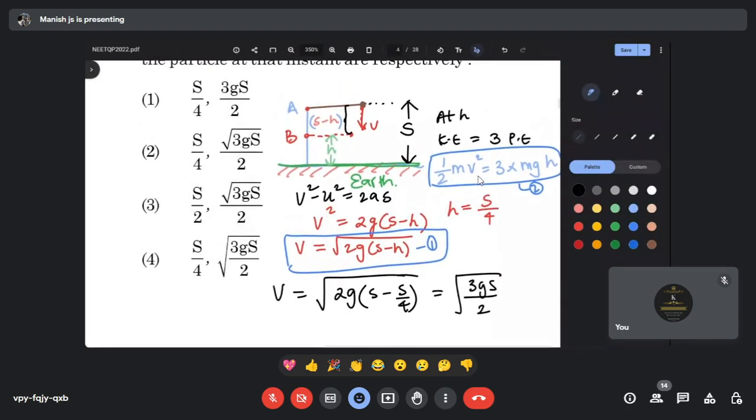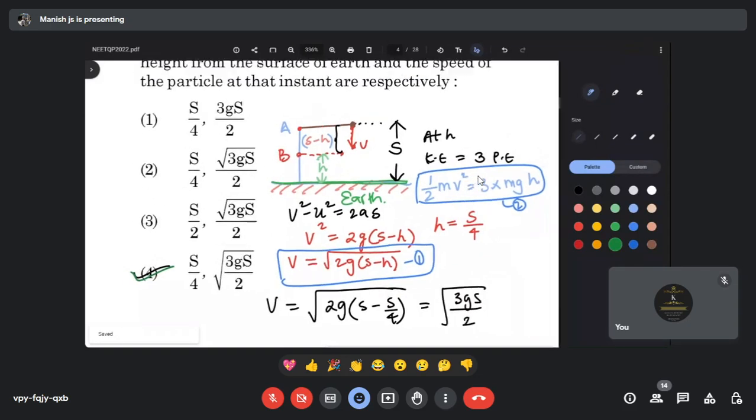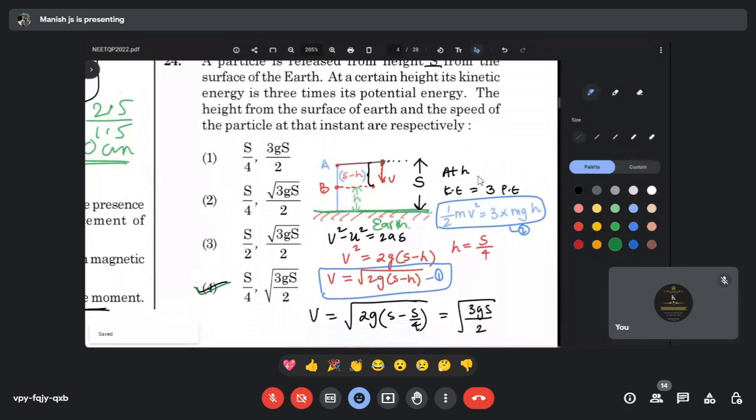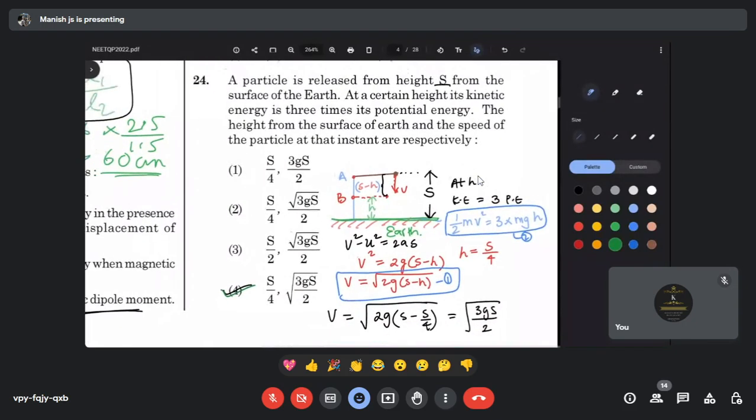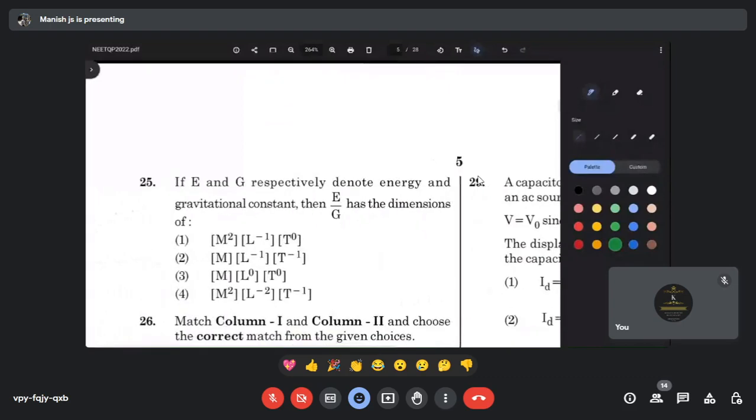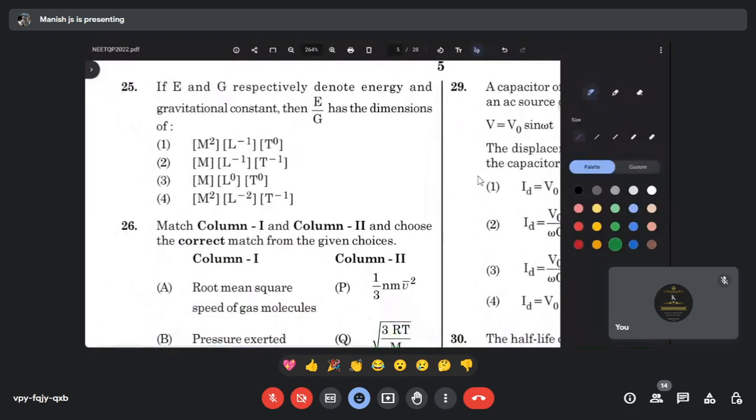Option 4. The height s by 4 is there in two or three places. The whole root divided by 2 is the only such option. So the answer is option 4. So option 4 is the correct option. Is it clear? This is how we solve this question. It is simple, but you have to approach it diagrammatically, draw it, and then relate and find out. Okay. Next question, question number 25.